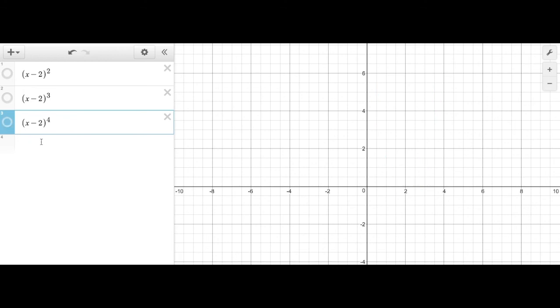This is all due to the fact that whenever your exponent is even, your end behavior is going to be the same, and whenever your exponent is odd, your end behavior is going to be opposite.